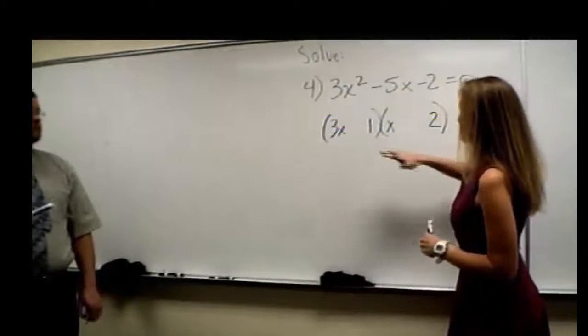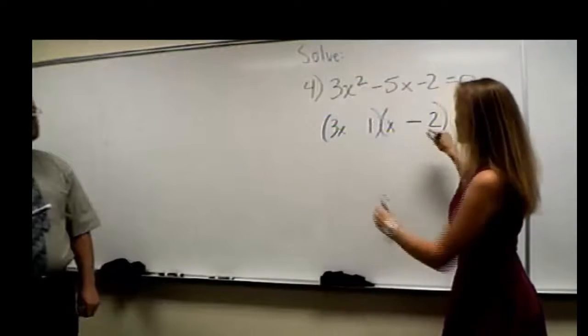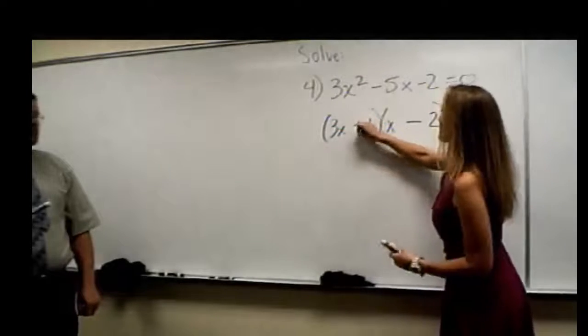I need to choose some signs. Now I need a -5 in the middle. That means I want a -6. The -6 comes from here, and a +1x for these two.